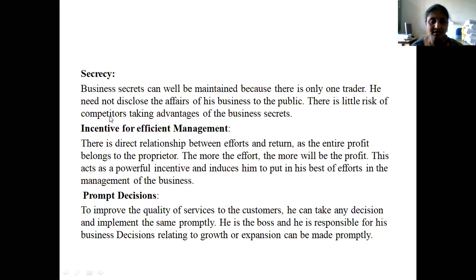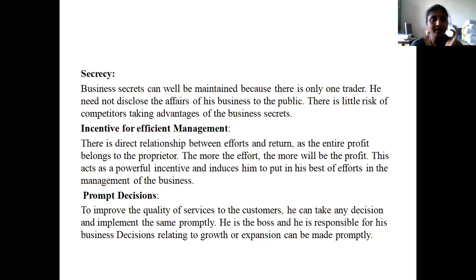Okay, there is a little risk of competitors taking advantage of the business secrets. See here, whatever business we are doing, the same type of business will be handled by a number of people. That means there are a number of competitors in the market. If the competitors want to know the secrets of the business, there is only a little risk, because he is not going to reveal the secrets to other persons. That's why in this type of business there is very little risk of competitors taking advantage of the business secrets.